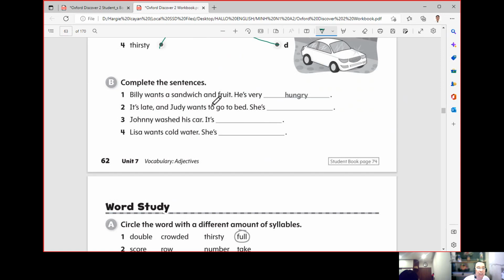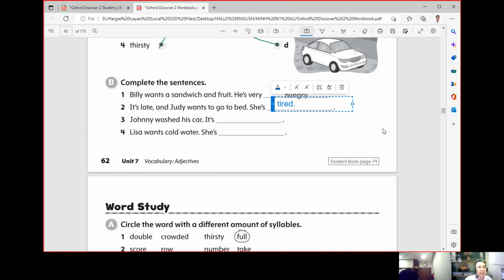Billy wants a sandwich and fruit. He's very hungry. So that's the correct answer. What about the second sentence? It's late and Judy wants to go to bed. She's tired. Okay, she's tired. Or she's sleepy. We can also say that.